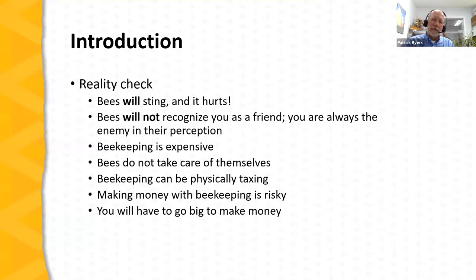Secondly, bees will not recognize you as a friend. Quite frankly, it's a bit of a truce between the beekeeper and the honeybee. And in fact, as you work with honeybees, in many cases, they perceive you as the enemy. And the way that you manage them is in an effort to overcome this alarm reaction, which is natural. You know, you think about opening a hive, this is pretty disruptive from the standpoint of the honeybee.